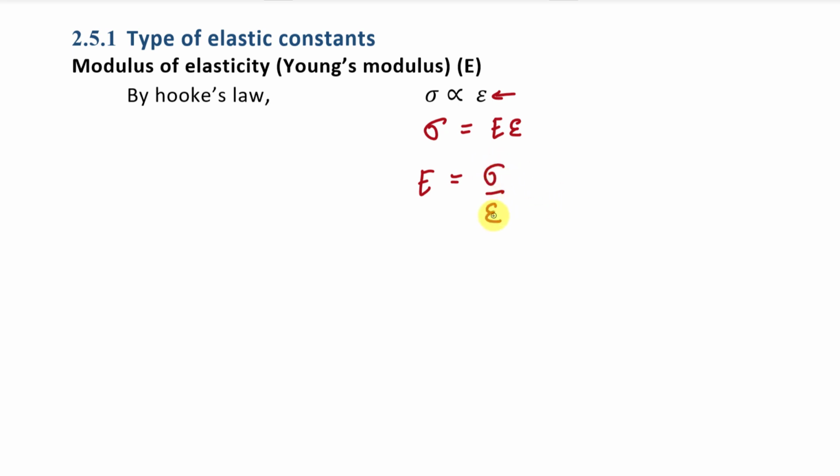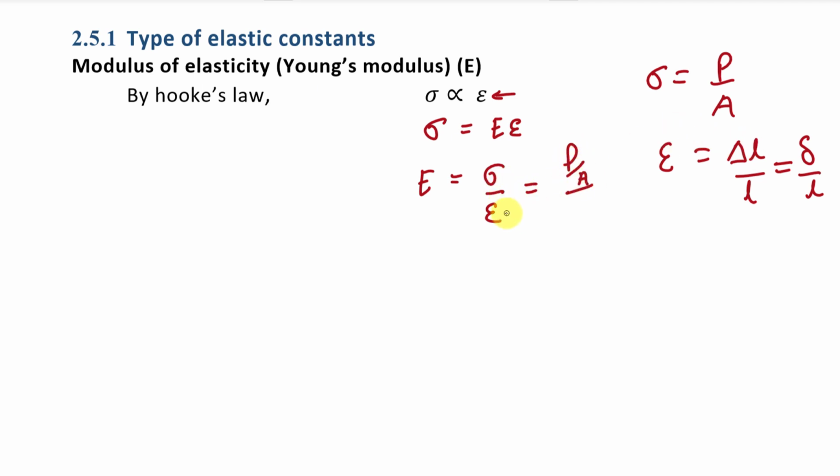Now we know what is stress and what is strain. Stress sigma is equal to P divided by A, and epsilon is equal to delta L divided by L. If we write this deformation, means this change in length, as delta, then we can write that it is delta divided by L. Here this delta is the change in length delta L. So we can write P divided by A, that is stress, divided by epsilon, that is delta by L. So we can write that Young's modulus E is equal to PL divided by A delta.